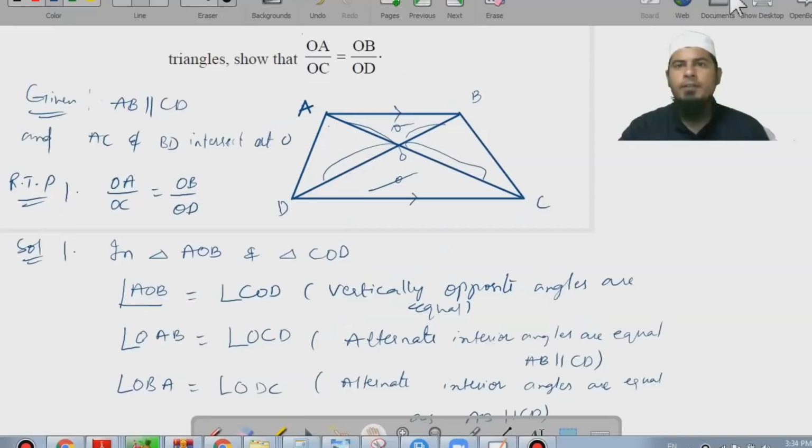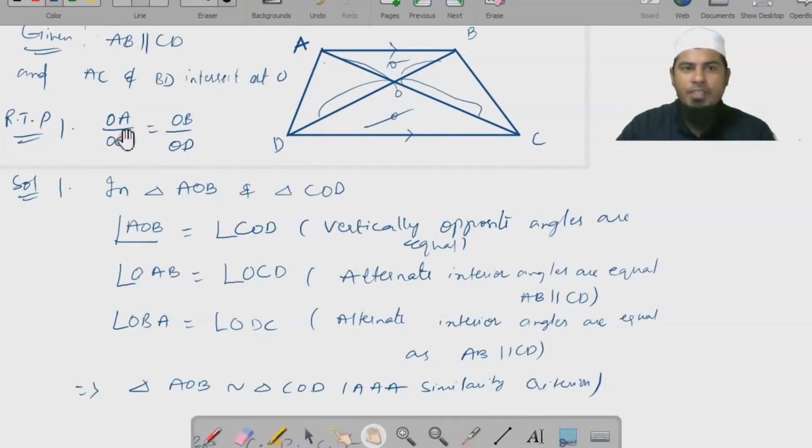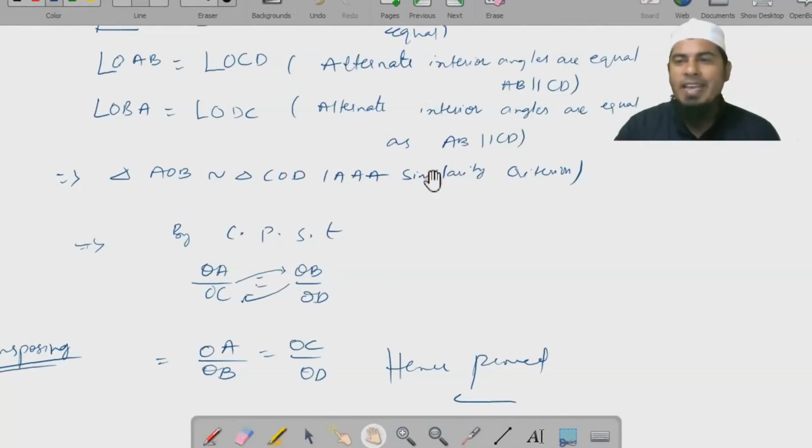Let us see that. After writing the given: in this trapezium AB is parallel to CD, and AC and BD are diagonals intersecting at O. Required to prove is this, as given in the question. Here, by seeing this ratio, we want triangle AOB and triangle COD to be similar. So these two angles are equal: AOB and COD are vertically opposite angles, so they are equal. And this angle is equal to this angle, alternate interior angles are equal, because these two lines are parallel. These two triangles are similar by the AA similarity criterion.